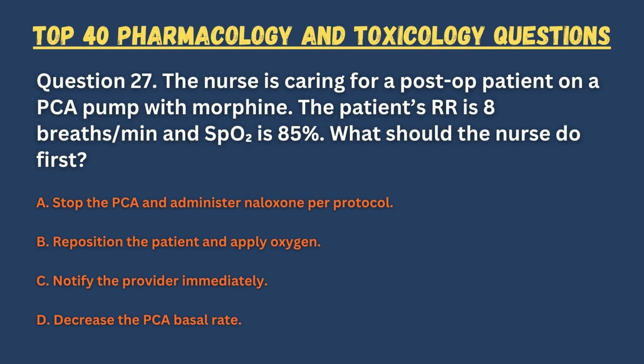Question 27. The nurse is caring for a post-op patient on a PCA pump with morphine. The patient's RR is 8 breaths per minute and SpO2 is 85%. What should the nurse do first? A. Stop the PCA and administer naloxone per protocol. B. Reposition the patient and apply oxygen. C. Notify the provider immediately. D. Decrease the PCA basal rate.